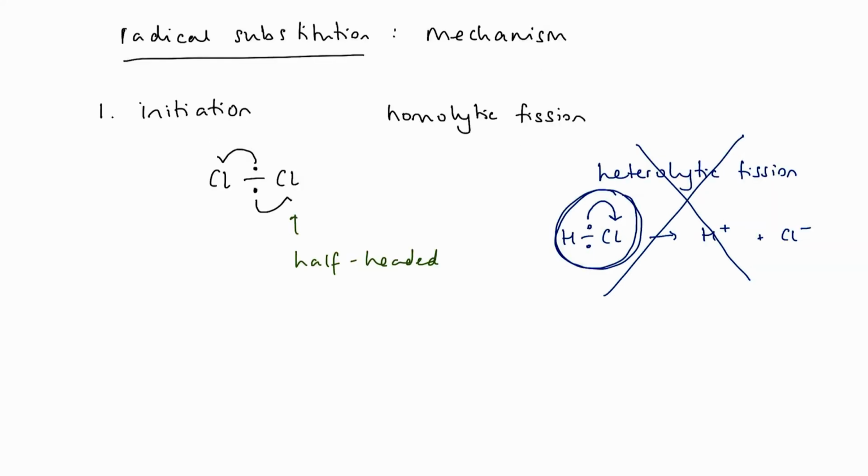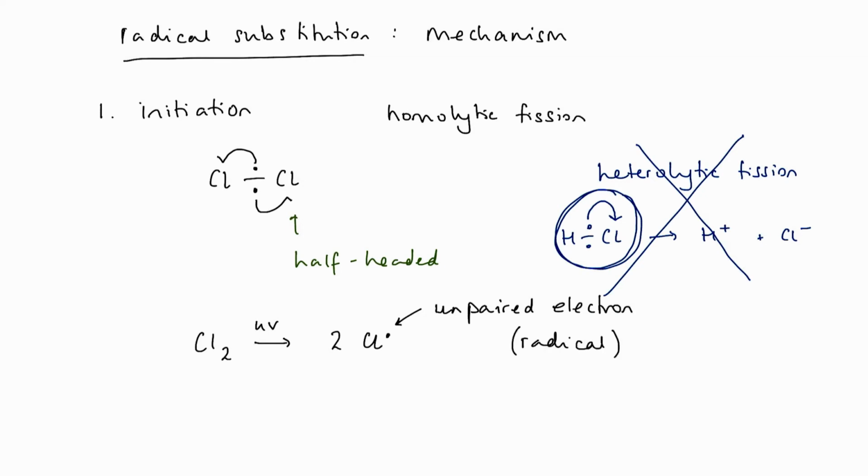So writing this as an equation, we would write Cl2, high energy UV radiation, forms two chlorine radicals, and this dot here indicates that we've got an unpaired electron, which is the trademark of a radical, and radicals are very, very reactive, which is what we need to persuade our alkane to react.